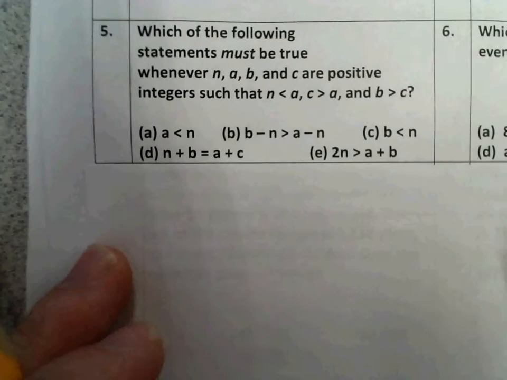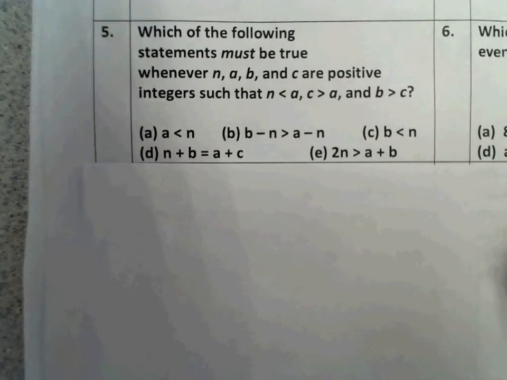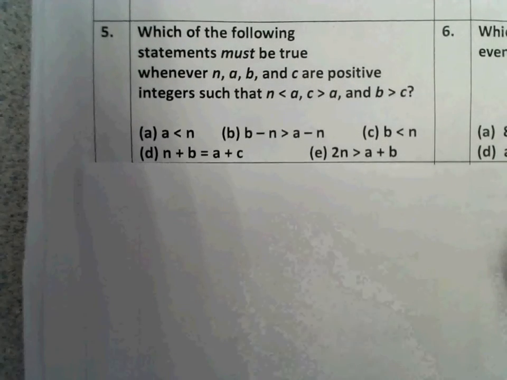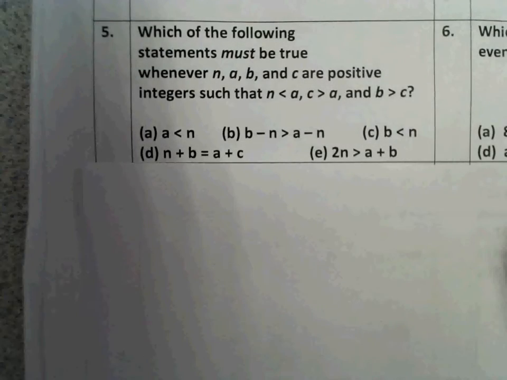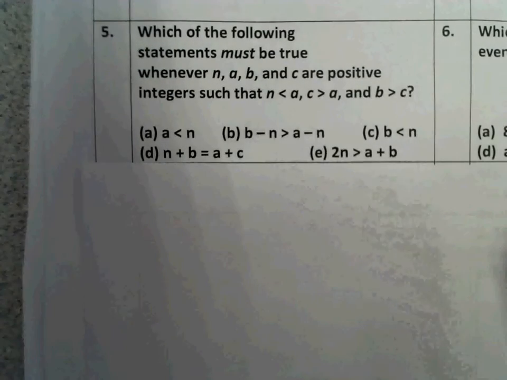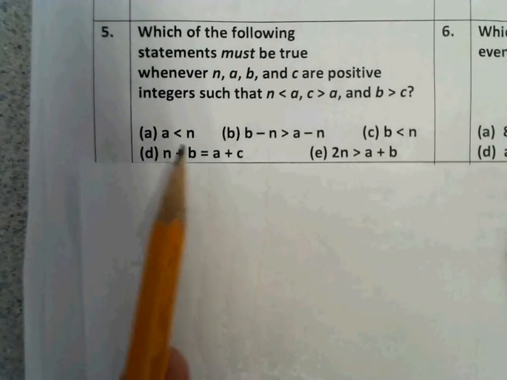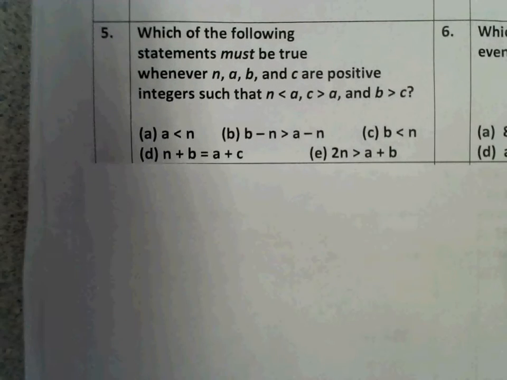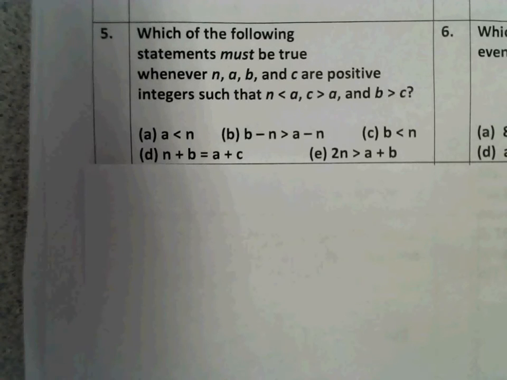Alright, which of the following statements must be true whenever n, a, b, and c are positive integers such that n is less than a, c is greater than a, and b is greater than c? And then they've got all this messy stuff down here to look at. My suggestion with a question like this is let's go ahead and just try to get all of our information in order so that we can see what we're working with together.